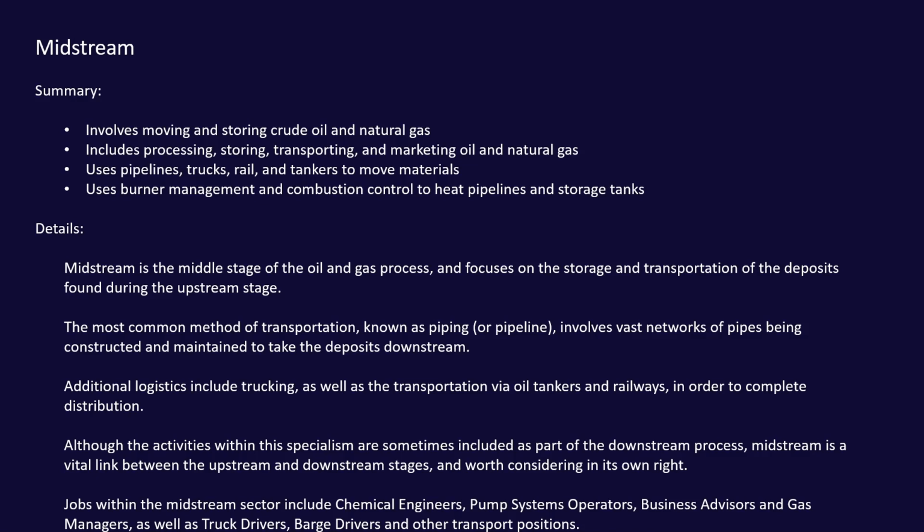The most common method of transportation, known as piping or pipeline, involves vast networks of pipes being constructed and maintained to take the deposits downstream. Additional logistics include trucking, as well as the transportation via oil tankers and railway in order to complete distribution. Although the activities within the specialism are sometimes included as part of the downstream process, midstream is a vital link between the upstream and the downstream stages and worth considering in its own right.